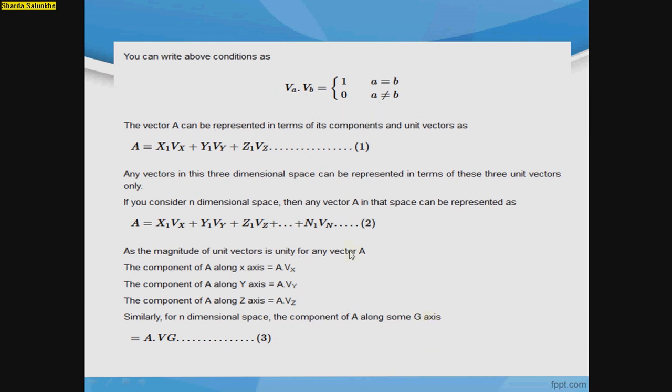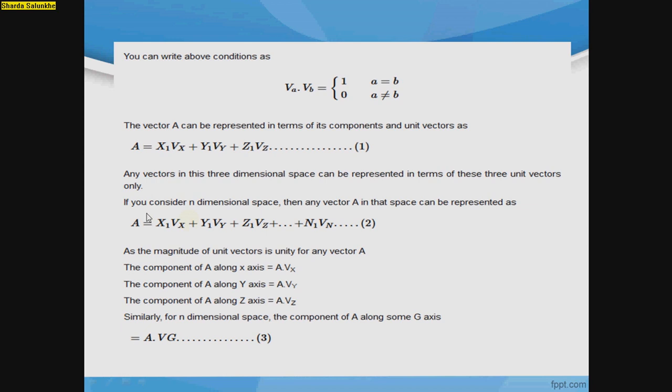So we can write the above condition as VA · VB = 1 if A is equal to B, and it is 0 when A is not equal to B. So A can be represented in terms of the components and unit vectors as A = x1 Vx + y1 Vy + z1 Vz, equation number 1. Any vector in this three-dimensional space can be represented in terms of these three unit vectors only.